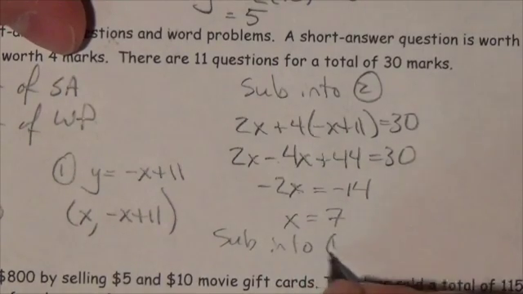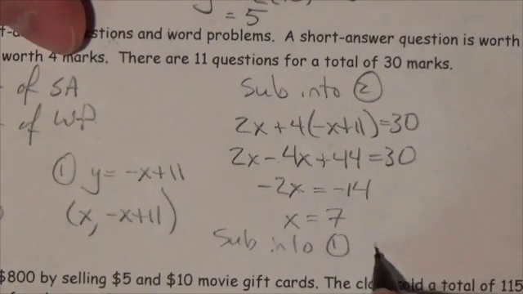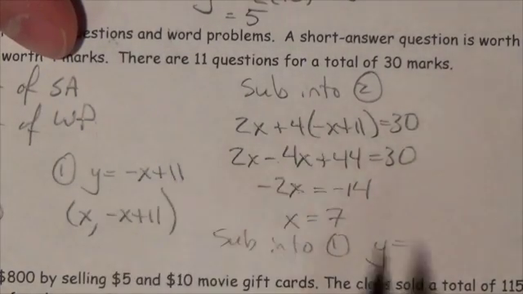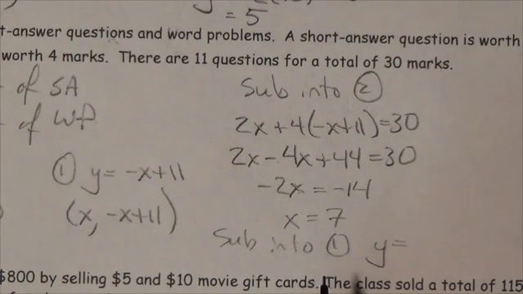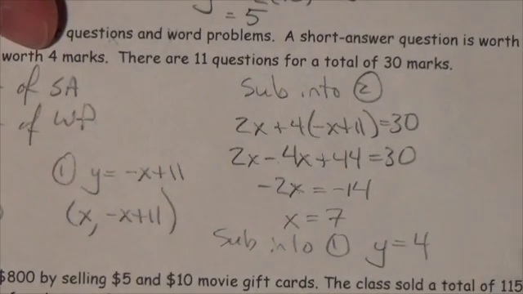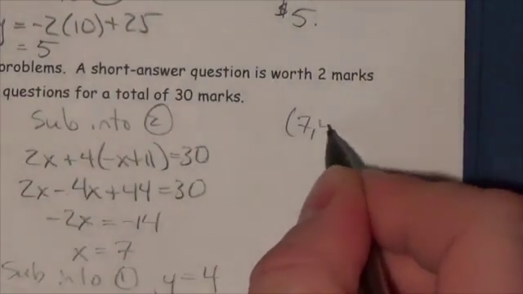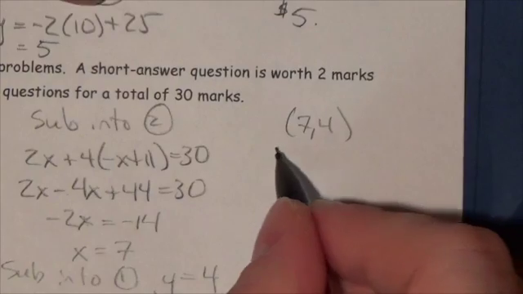So we're going to substitute that into 1. And actually, we'll get really, really quickly here, because just watch this. Negative 7 plus 11. Okay, well, what's the difference between 7 and 11? Well, the answer is 4. So it's going to be 4. So I've got this point now, 7 comma 4, that I have to check.